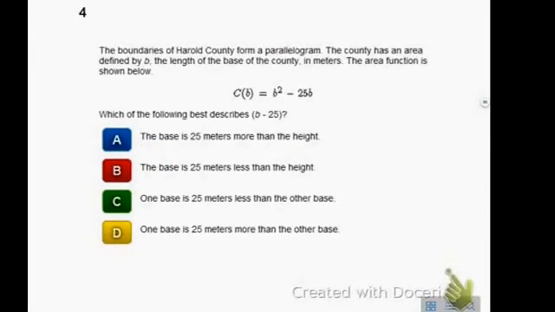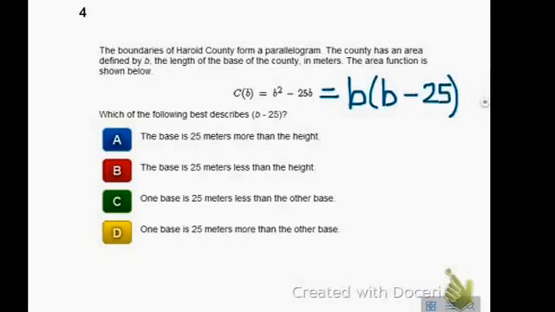Number 4, the boundaries of Harold County form a parallelogram. The county has an area defined by B, the length of the base of the county in meters. The area function is shown below. C of B equals B squared minus 25B. I could factor that. So I'm going to write B times B is B squared. And B times negative 25 is negative 25B.